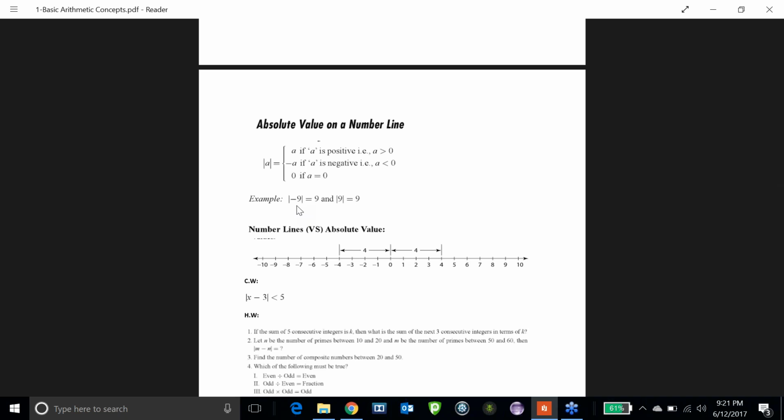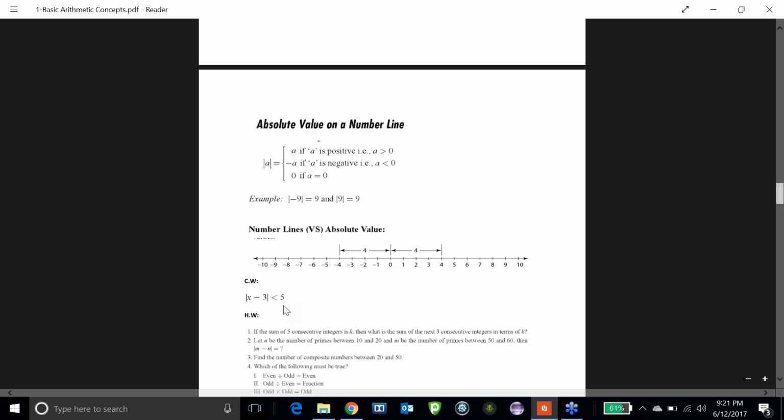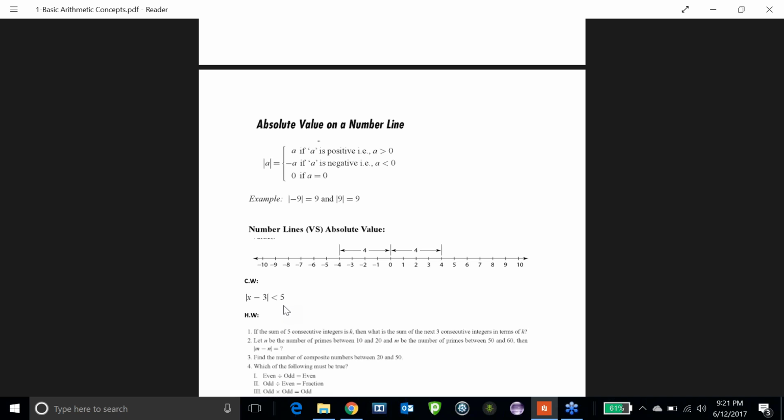Okay, to make you understand, I'll give you one more example. Mod of x minus 3 less than 5. When I remove modulus, it will become minus 5 less than x minus 3 less than 5. And if I add 3 to all the terms, minus 5 plus 3 less than x minus 3 plus 3 less than 5 plus 3. What it becomes? Minus 2 less than x less than 8.